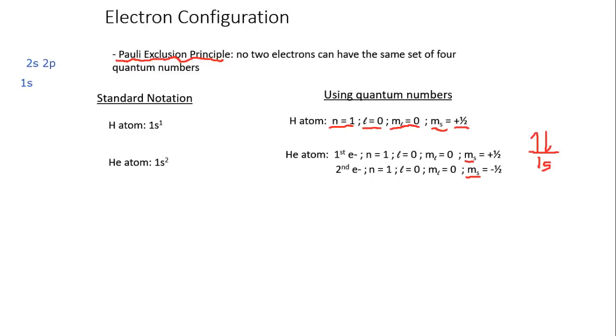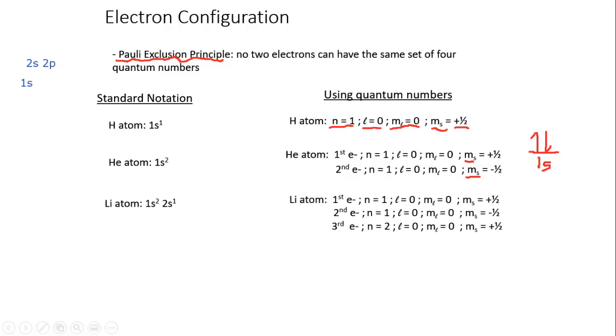Now after we've filled up the 1s, we have to go to the 2s. So next we have lithium, which has three electrons. We put two in the 1s and one in the 2s. And this represents the quantum numbers for all three electrons. Notice the only difference between the first and second electron is the M sub S value, because they're both found on the first energy level.